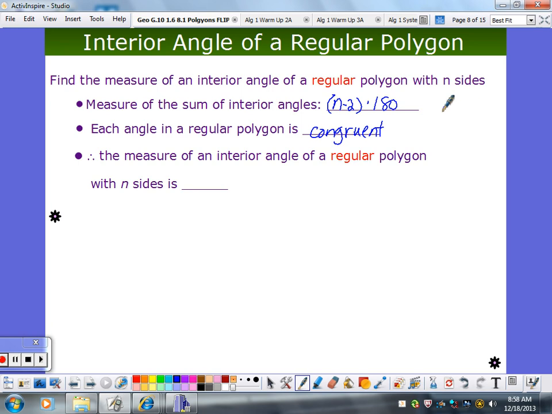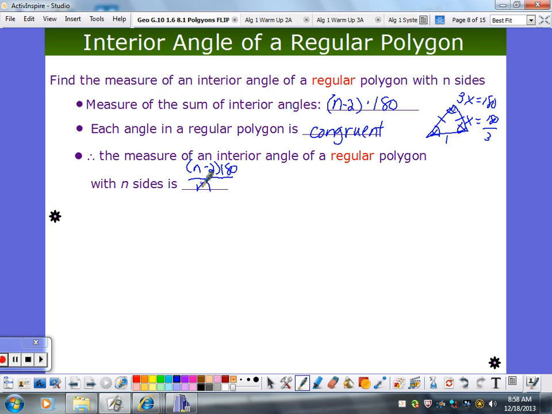So if I want to find one angle, let's do a simple triangle. Let's say this is regular. So what's the measure of one angle? What's it going to be? 60. Now, how do we know that? Because it's 180 altogether. Because these are all congruent, I can just divide by 3. Or think of this as being x, x, and x. X plus x plus x is 3x, which is 180. So all I have to do is take the sum of the interior angles, and divide by how many sides you have.